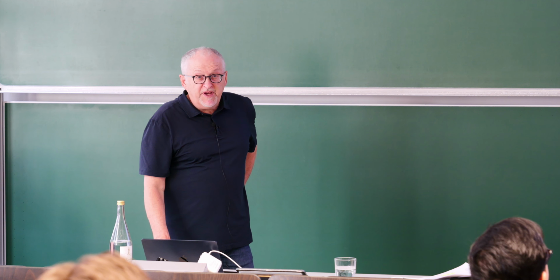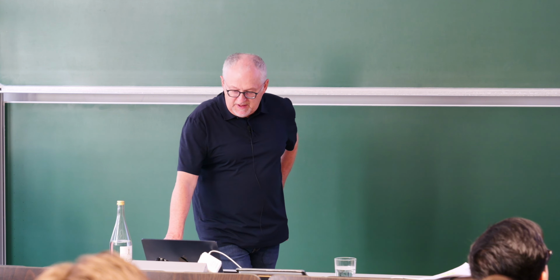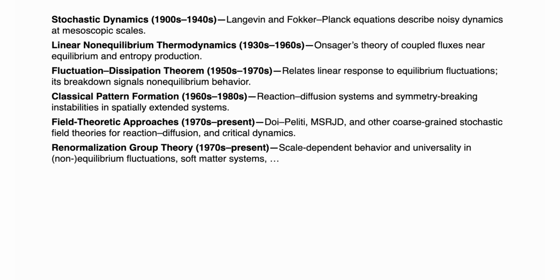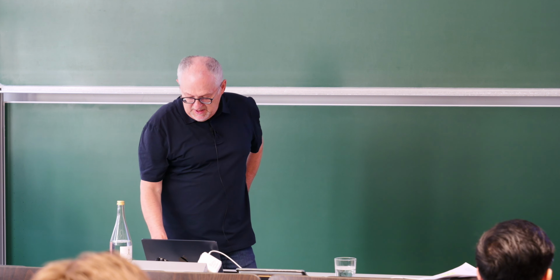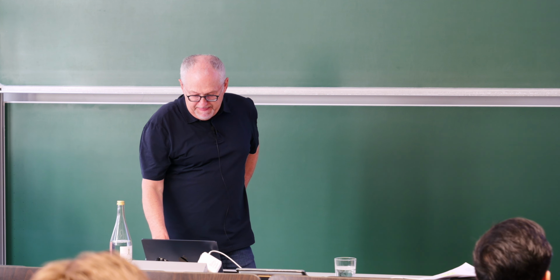I mentioned that already. This was a quite important development by Wilson, Fisher, and others. The renormalization group theory, where people figured out that you have scale-dependent behavior and universality in a large range of systems, including equilibrium systems, non-equilibrium systems, soft matter systems, etc.